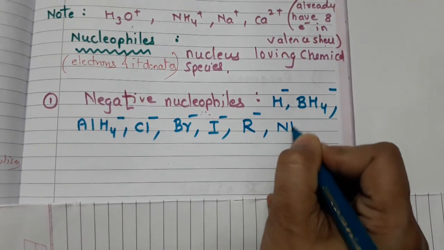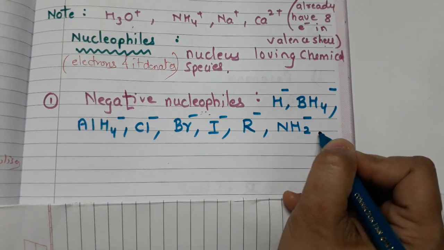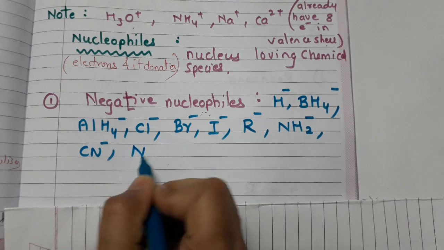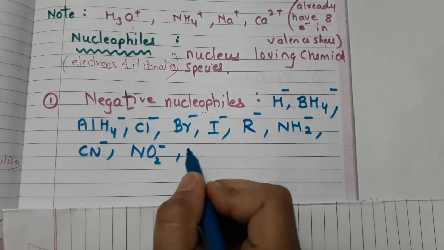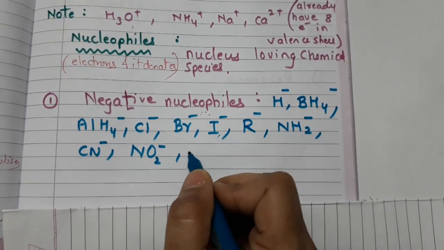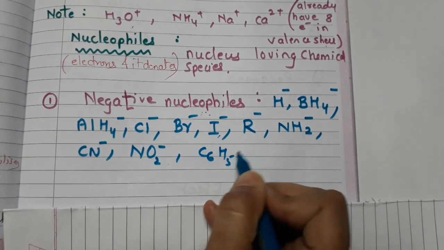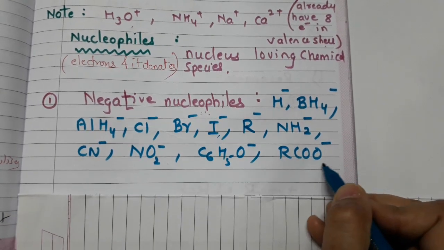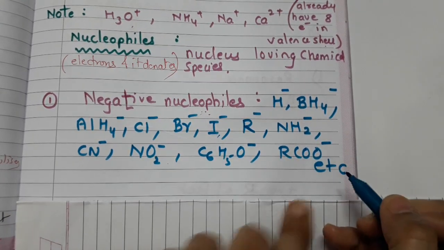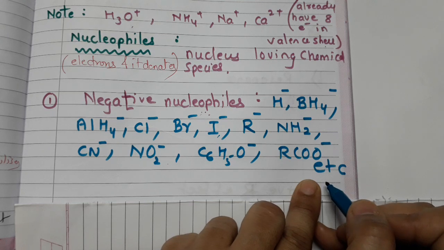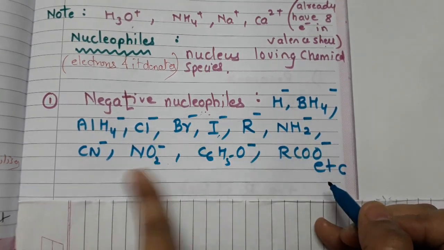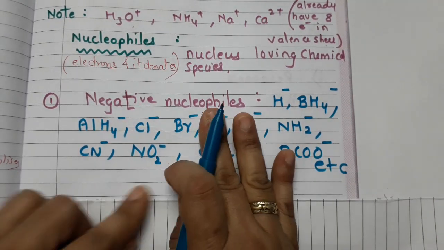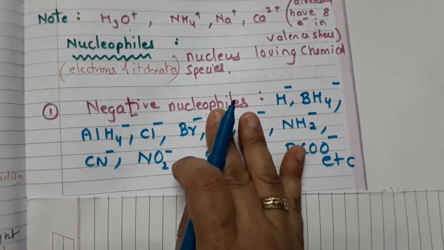There are many examples, students. I am just giving you the limited examples. This is amino. Then we have cyanide. You just have to look at the negative charge, nitrite. Then we have phenoxide. We have this carboxylate ion, etc. There are many more examples. So what we can conclude by looking at all these examples is that negatively charged ions, they all are nucleophiles.